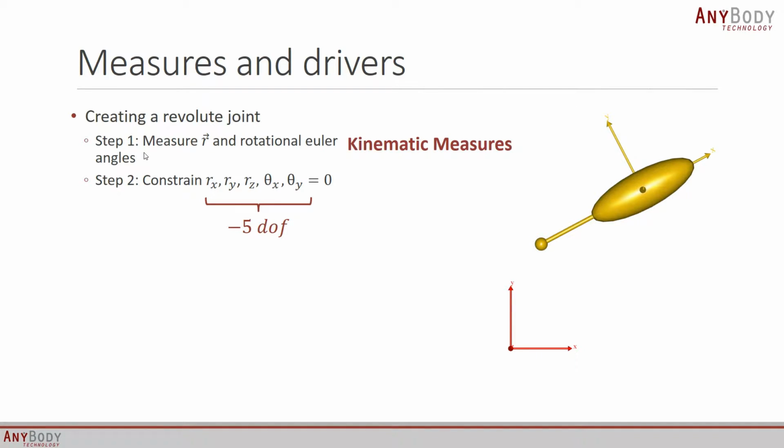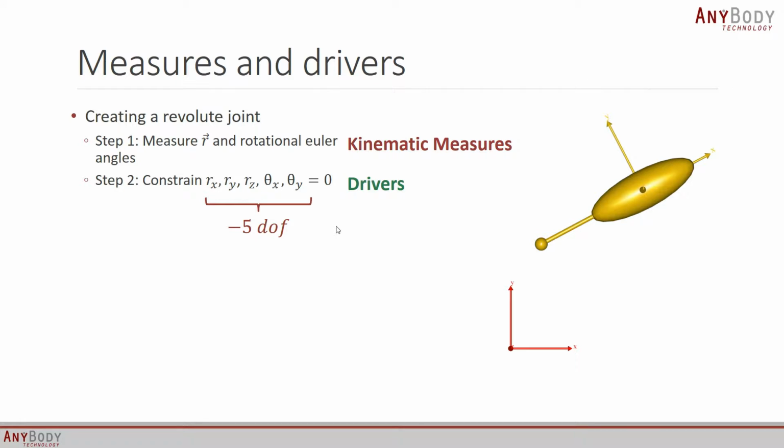Now, this is exactly how AnyBody goes about creating a joint as well. That is, using these two steps. So step 1 is enforced by a set of tools that are called kinematic measures, while step 2 is enforced by a set of tools known as drivers. And so each driver is associated with a certain kinematic measure, and the driver then drives or constrains the value of that measure to a certain desired number, which in this case happened to be 0.